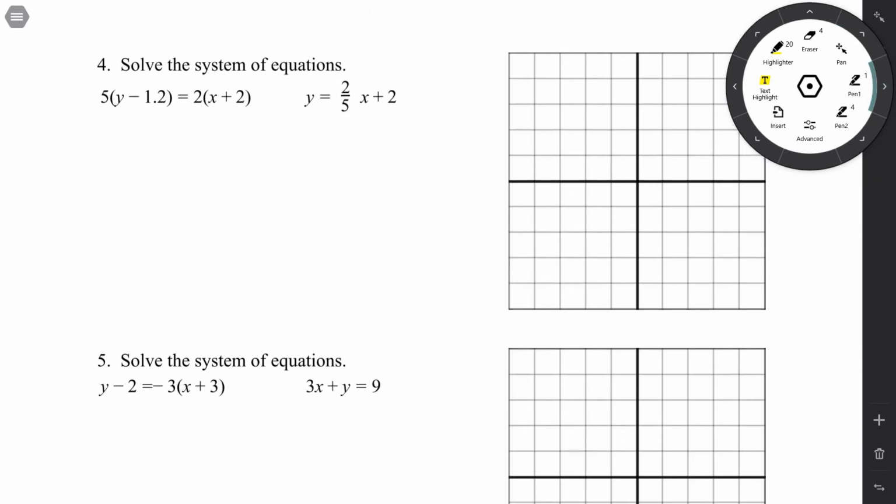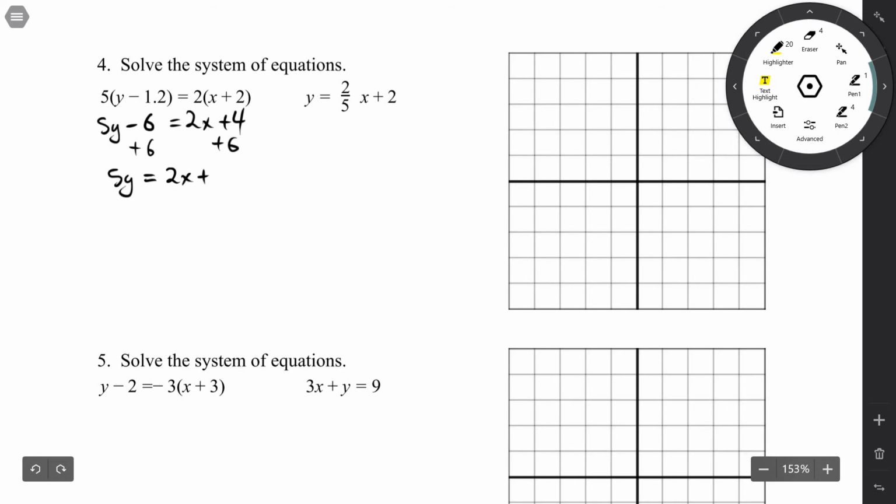All right. So for this one here, I'm just going to try and get it into slope-intercept form. I'm going to distribute the 5 first. So I'll get 5y minus 6 equals, and I'll distribute the 2 here all in one go, 2x plus 4. I'm going to add 6 to each side. That'll give us 5y equals 2x plus 10. I'll divide each side by 5.